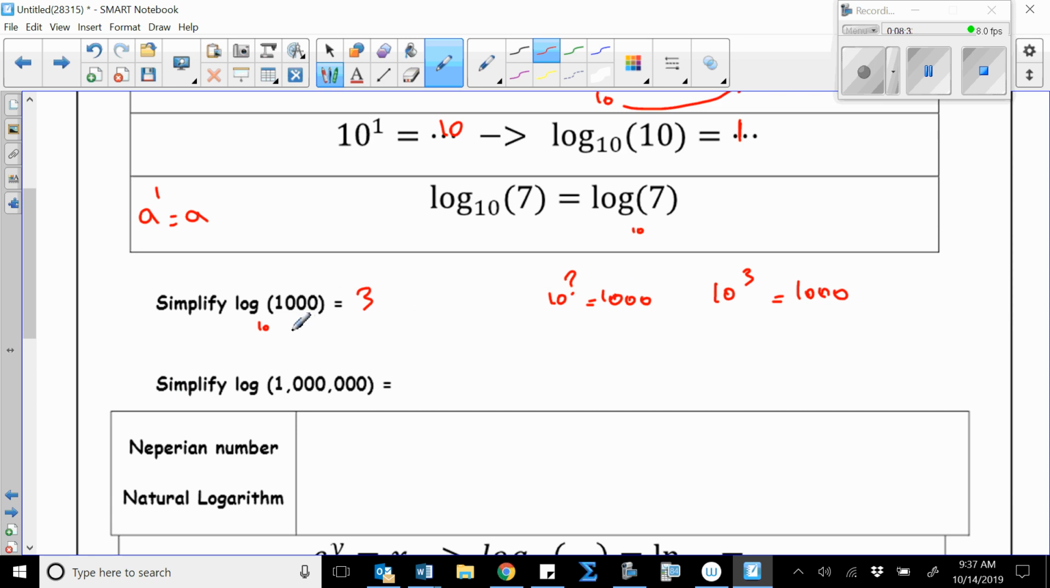Whenever you have a base 10, if you just count the number of the zeros, that is how many times you should multiply 10 by itself to get that number. So here I have 1 million. Base is 10 because there's nothing written here. So how many times should I multiply 10 by itself to get 1 million? As you see, we have 6 zeros here. That means 10 has been multiplied by itself 6 times to get this number. So this is equal to 6.